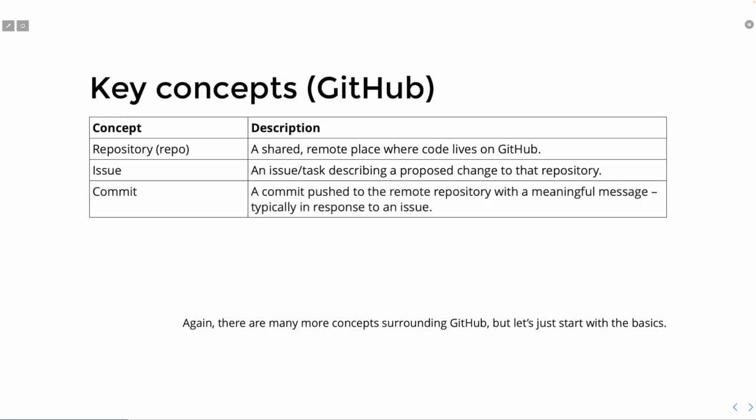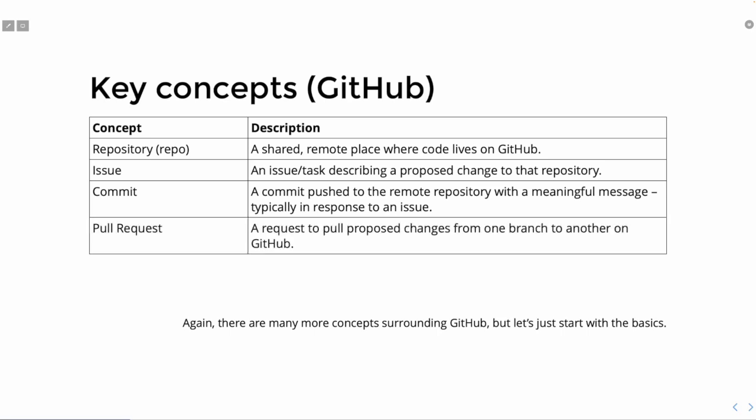A commit is a reference to a commit that a developer has made using Git and pushed to that repository, usually with a meaningful message and typically in response to an issue. A pull request is a request to pull proposed changes from one branch to another in GitHub. The example here would be you've made some changes on a branch, which you push to GitHub, and then you initiate a pull request to take those changes and merge them into the main code base. Because we can't work on main directly, we work in isolation before using GitHub to merge.